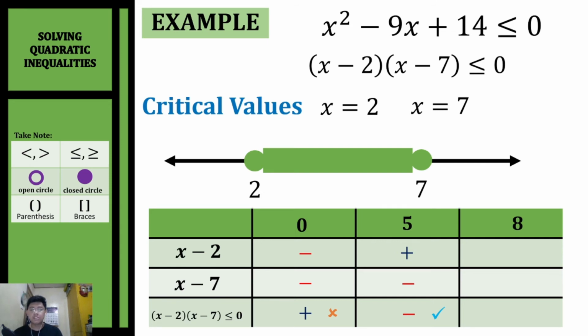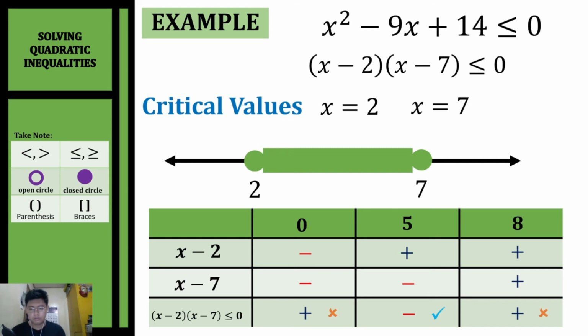Now, let's proceed to our next representative, 8. So, 8 minus 2, we will have a positive number. 8 minus 7, we will get a positive number. So, positive times positive, we will have a positive number. Is a positive number less than or equal to 0? No. So, from 7 to positive infinity, they will not be a possible solution to our quadratic inequality.